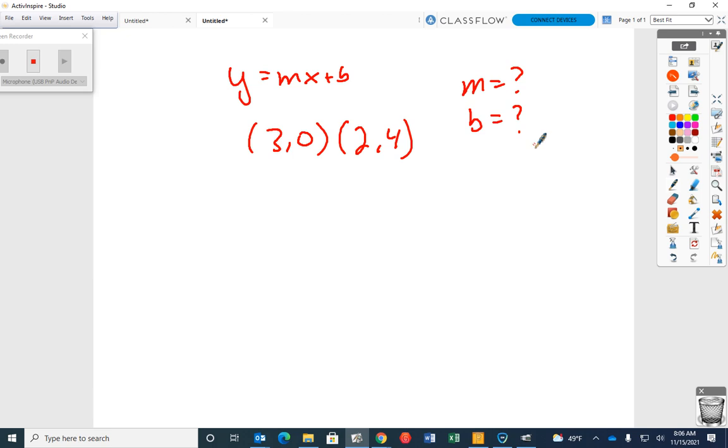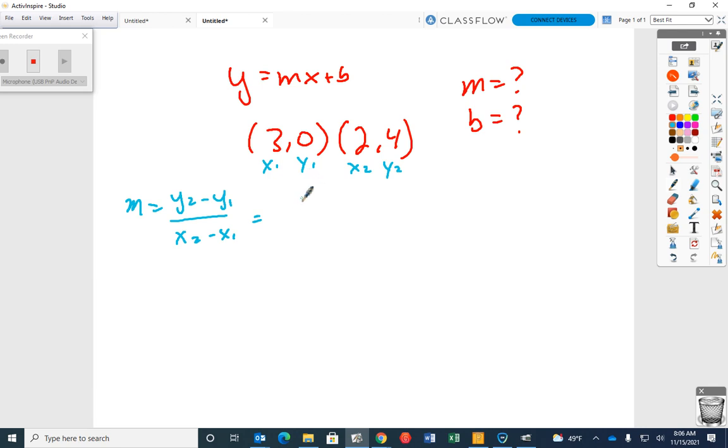So somebody help me. What can I find first from what I'm given here? Can I find my y-intercept first? I can't find my y-intercept first, but without graphing, I can find my slope, can't I? Okay, how do I find my slope? This is x1, y1, and this is x2, y2, right? And Jordan, you just said to do my slope formula, which is what? Y2 minus y1 over x2 minus x1. Good.